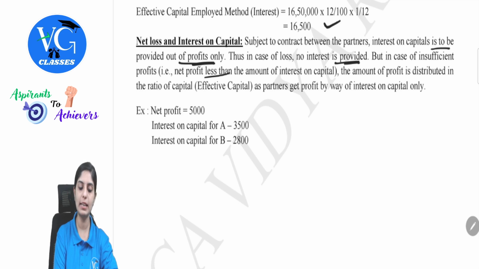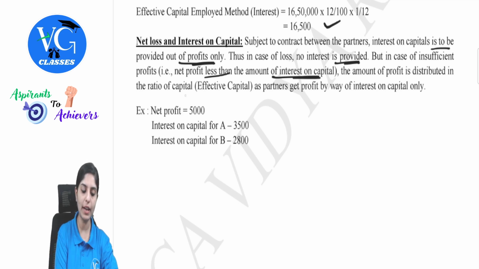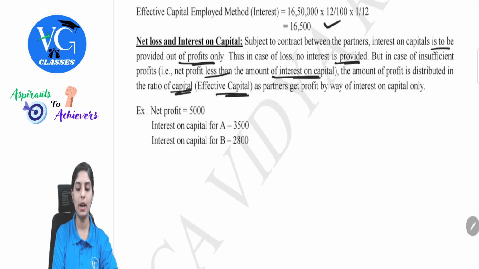That is, net profit is less than the amount of interest on capital. The amount of profit is to be distributed in the ratio of capital. Ratio of capital here means on effective capital, as partners get profit by way of interest on capital only. Now, what does this mean? Let's understand this with an example.